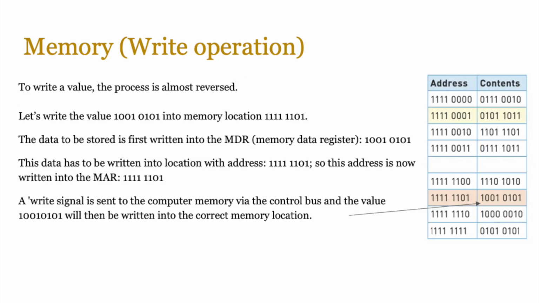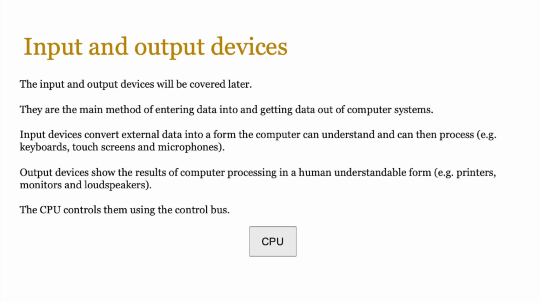Now, a memory write operation works the same way. To write a value, the process is basically reversed. Let's write the value 10010101 into memory location 11111101. So data is first stored in the MDR. This data has to be written to the location, and this address is now written into the MAR. And a write signal is now sent via the control bus to the memory. So the memory will take the data from the MDR and write over the previous data in the correct memory location. Okay, that's enough about memory.